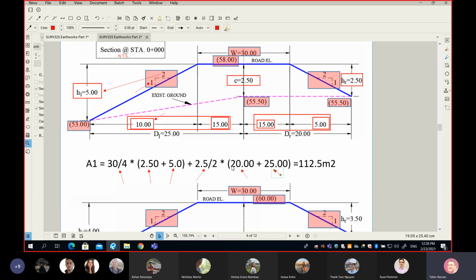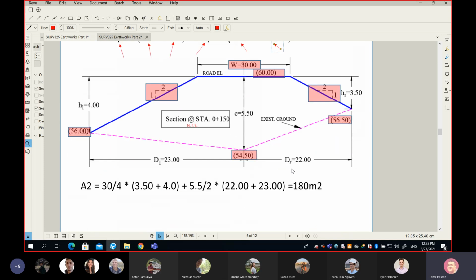Please look at the math. Please understand the difference between multiplication and addition, huh? Because I can tell you, some of my students misinterpret the equation and they simply come up with the wrong number because they don't see where they multiply and where they add. So anyway, the cross-section area is 112.5.